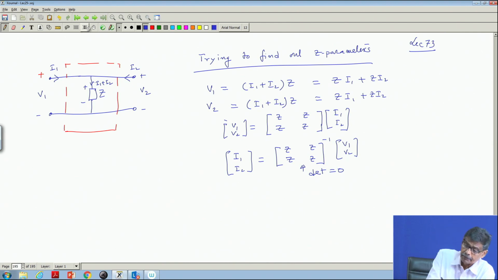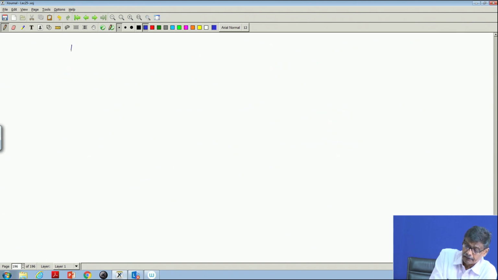Now, there is another parameter called hybrid parameters of a two-port network.